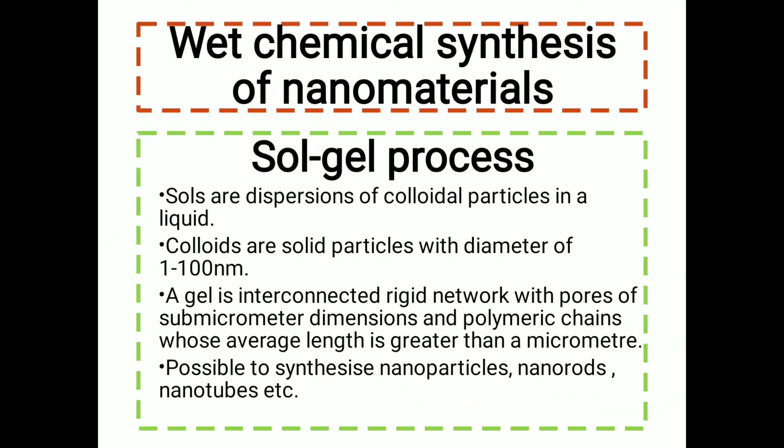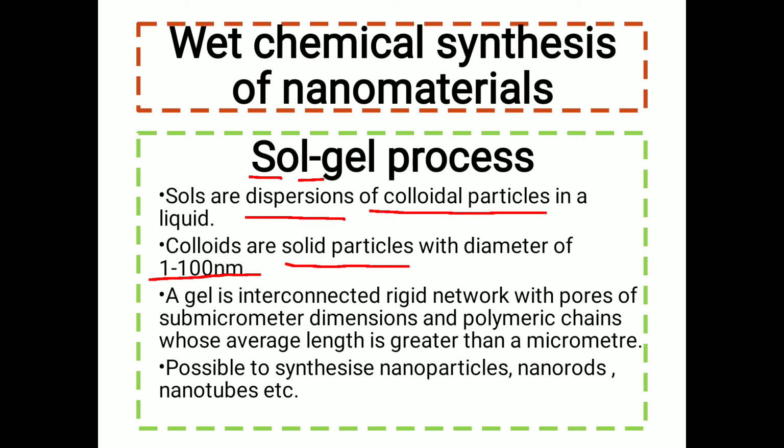The second method of synthesis of nanomaterials is wet chemical synthesis, in which we study the sol gel process. Now let us study what is meant by sol. Sols are dispersions of colloidal particles in a liquid. Now what is meant by colloids? Colloids are solid particles with a diameter of 1 to 100 nanometers. In short, sols are solids in liquid.